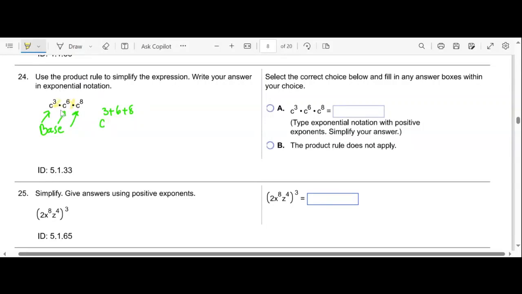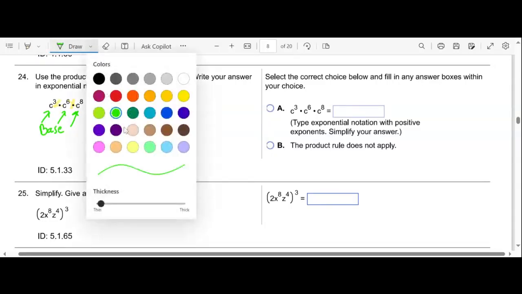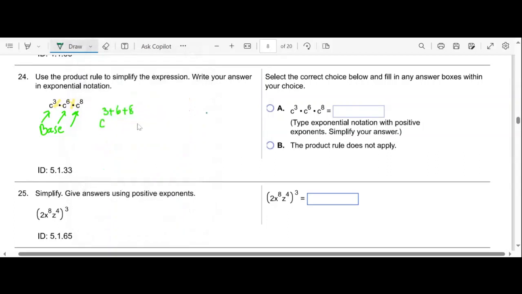But if it's division, we subtract. So let's add this together, and that will give you C. 3 plus 6 is 9, 9 plus 8 is 17. So you can choose this one, say 17.